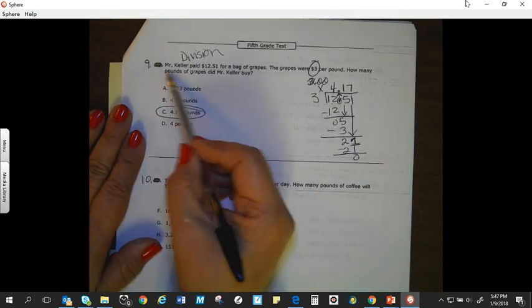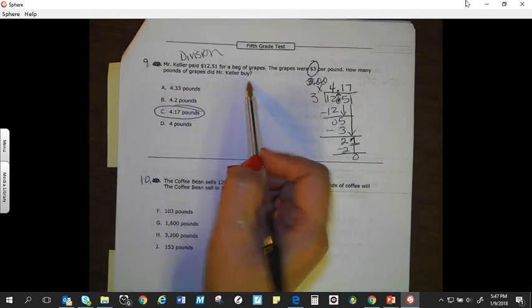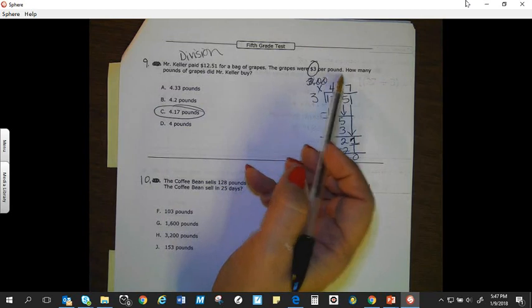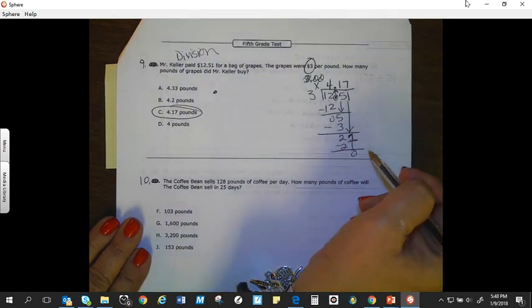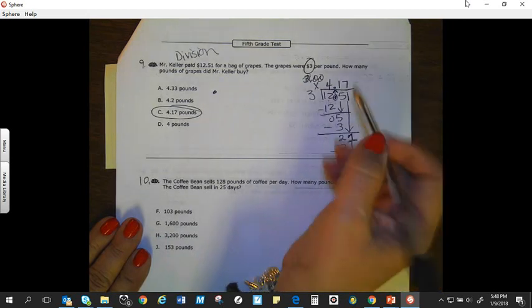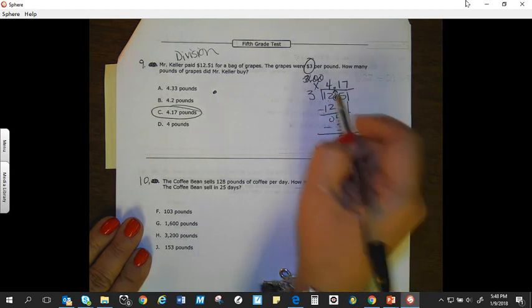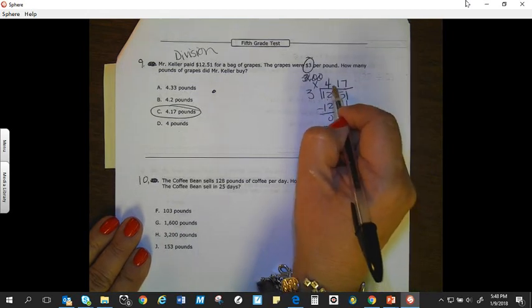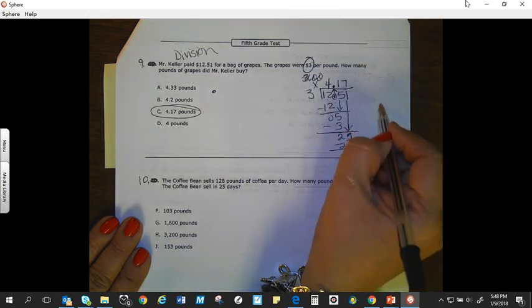Don't forget. Number 9. Mr. Keller paid $12.51 for a bag of grapes. The grapes were $3 per pound. So how many pounds of grapes did Mr. Keller buy? So here we needed to bullet. We did this in class together, the computation part, because I wanted to show you that with a decimal that is in your dividend, you're just going to simply bring that straight up. Whereas adding and subtracting, you line them up and bring it straight down into your answer.